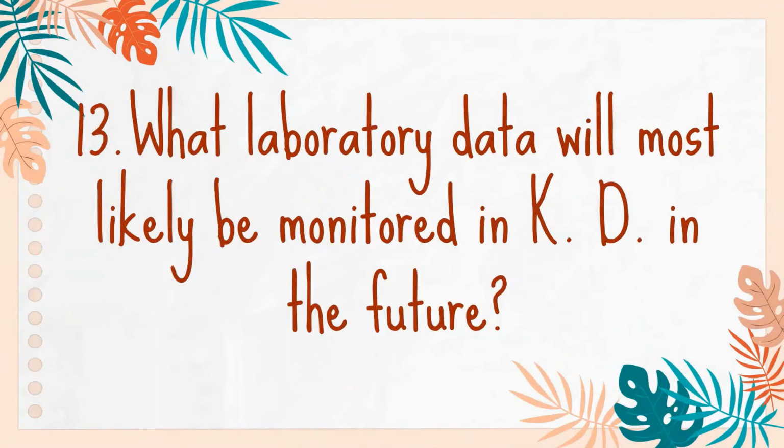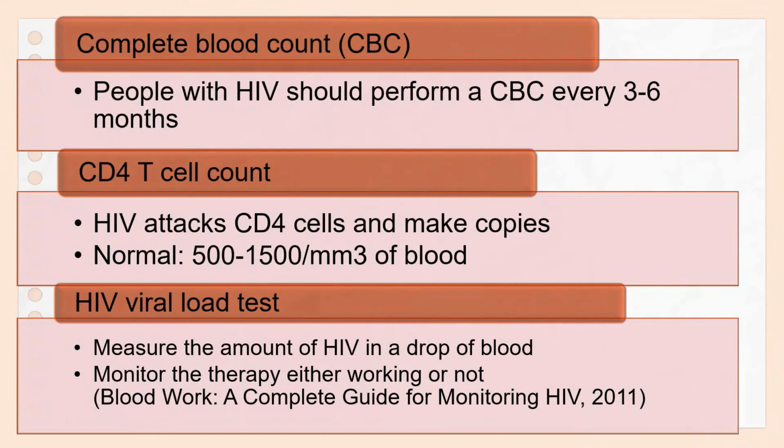Question 13. Laboratory data that will most likely be monitored in KD in future. The laboratory data that will be monitored are complete blood count, CD4 T-cell count, and HIV viral load test. CBC checks the levels of white blood cells, red blood cells, and platelets. People with symptoms should have a CBC test every 3 to 6 months.